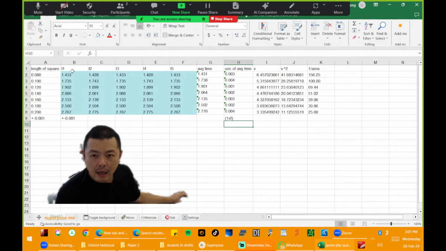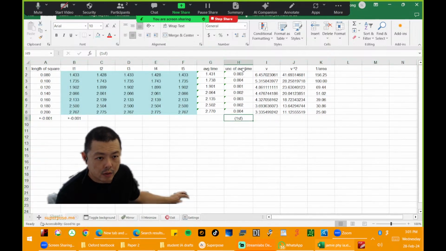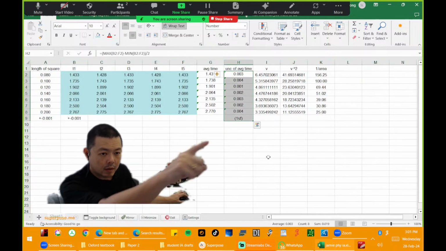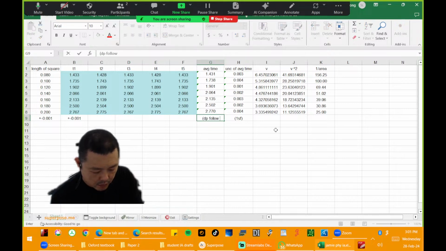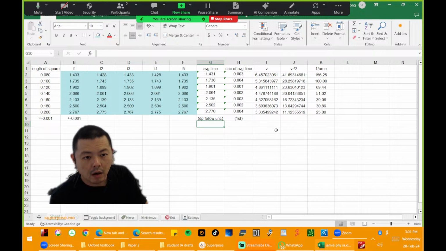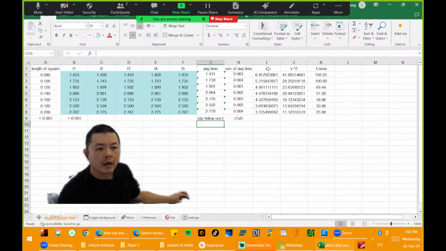Absolute uncertainties must be rounded off to 1 SF, so that's why I put 1 SF at the bottom here. And then the average time must be rounded off to the same DP as your uncertainty. So DP follows uncertainty, which is why it's all three DPs here. You got that? Okay. So is there any particular reason why you're doing V square and 1 over area?